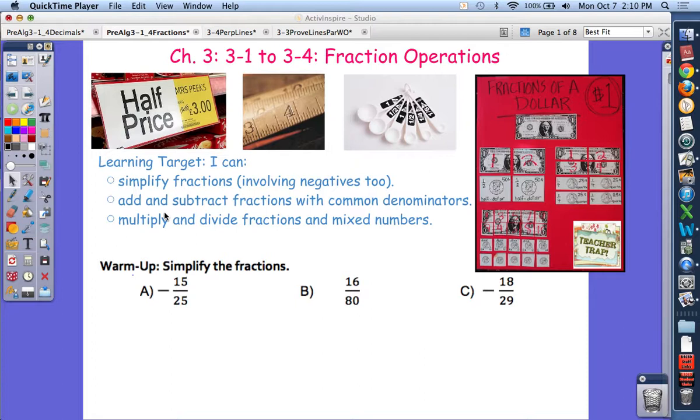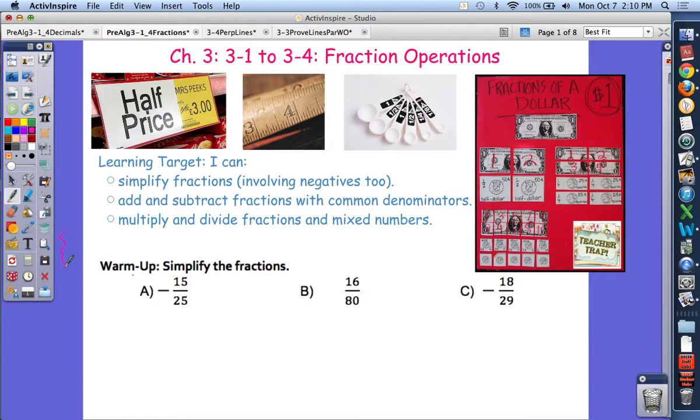Chapter 3 is focused mainly on fractions and decimals, and we're going to start today by working with fractions. You did learn operations with fractions last year, so some of this may be a review. Take a minute to write down the target. If you need to pause the video to get it all written down, you can do that right now.